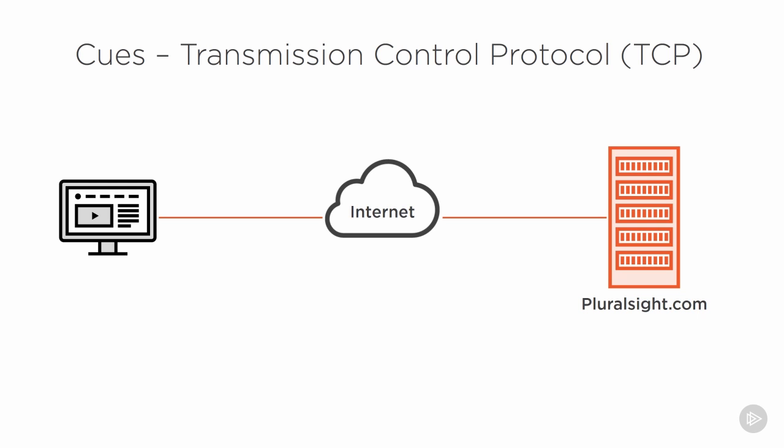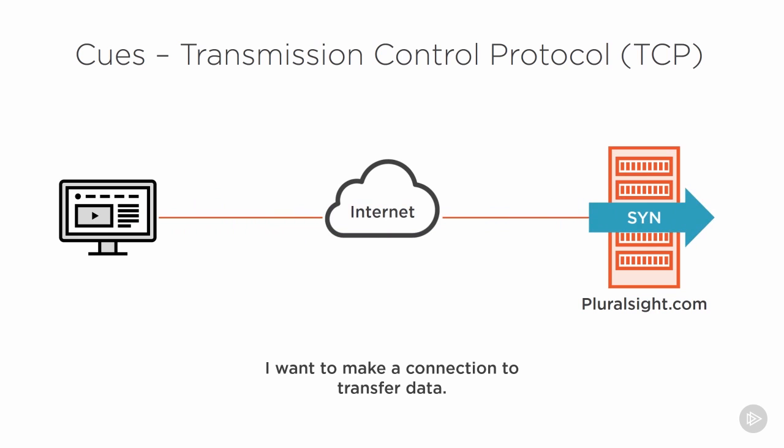workstation and Pluralsight. Now, before Pluralsight.com can send us the website, and actually even before we can ask Pluralsight.com for the website, we have to establish a session in order to begin that website transfer. And the way we do that is we send a message from our workstation before we request the website. We send a message called a SYN message, S-Y-N, for synchronization. And what that synchronization message does is it says to the web server, Pluralsight.com in this case, I want to make a connection to transfer data.